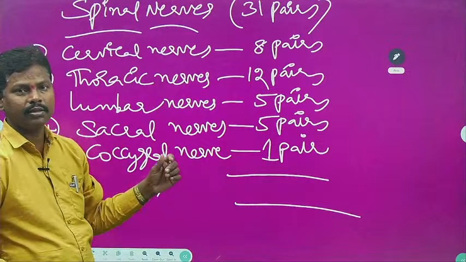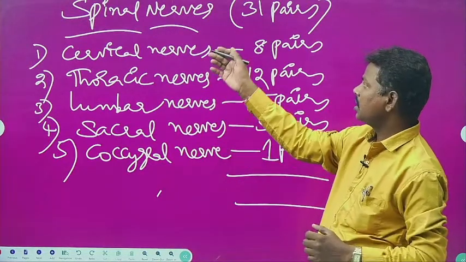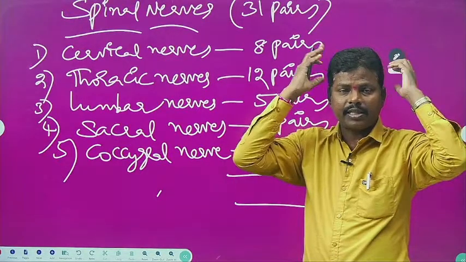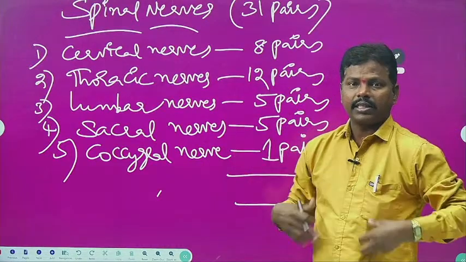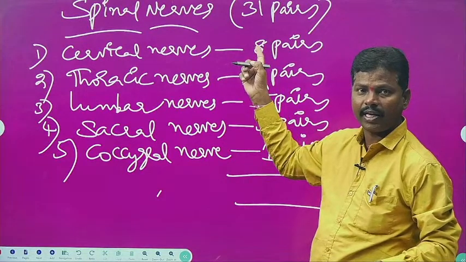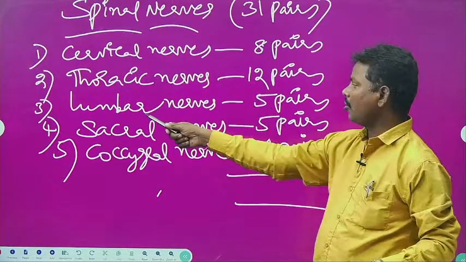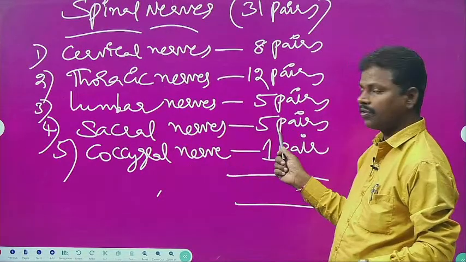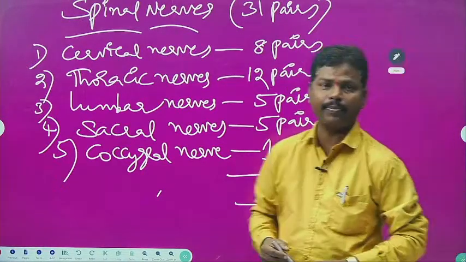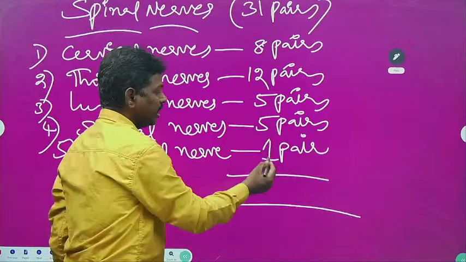My dear students, up to now we discussed the cranial nerves, and now the spinal nerves, because the peripheral nervous system is formed by 2 types of nerves. One is cranial nerves, the nerves connected to the brain, and another is spinal nerves, which are connected to the spinal cord. So these are 31 pairs: cervical nerves are 8 pairs, thoracic nerves are 12 pairs, lumbar nerves are 5 pairs, sacral nerves are 5 pairs, and coccygeal nerves are 1 pair. If you add them: 8 plus 12, 20. 20 plus 5, 25. 25 plus 5, 30. 30 plus 1, 31.